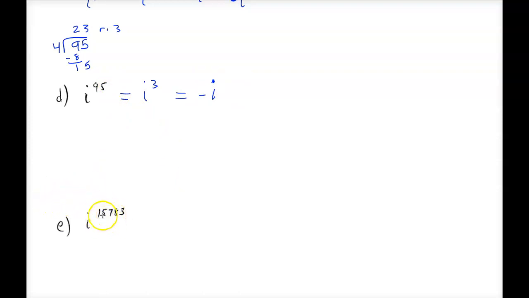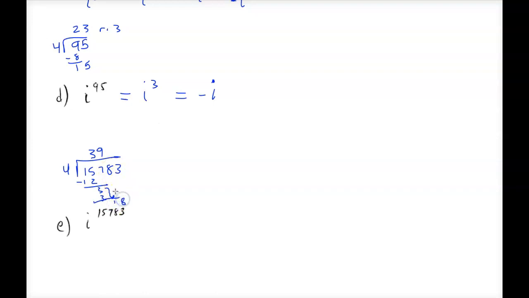For our last one here, and this again is just to show you that it doesn't matter how big these exponents get, it's all pretty much the same. We need to take 15,783 and divide it by 4. So 4 goes into 15 3 times with a 3 remainder. Bring down the 7. 4 goes into 37 9 times with a 1 remainder.